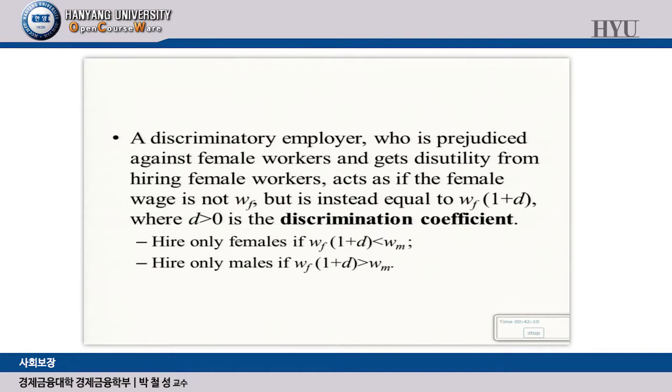Okay? And if, let's say, D is 0, then obviously this person will hire only females. So no discrimination, D is 0. If D is 0.1, still hires only females. Because let's say WF is 10, WM is 12. Right? D is 0.1, this person will still hire females. Even if this person discriminates against women, still hires only females because it's cheaper. Okay? Get that? Questions? So this discrimination coefficient tells us how discriminatory this person is.